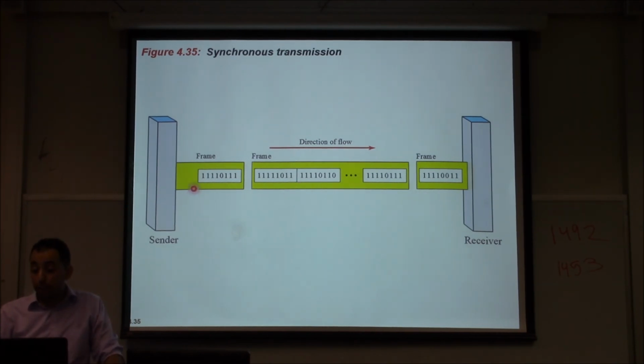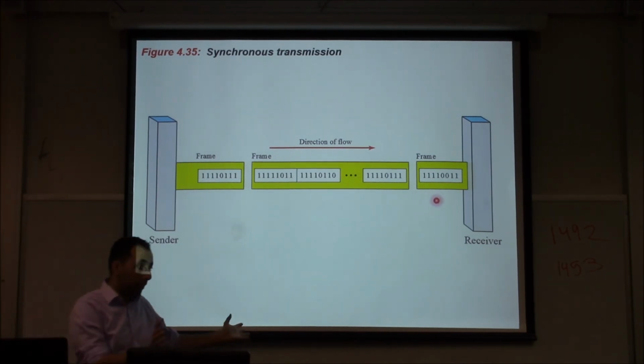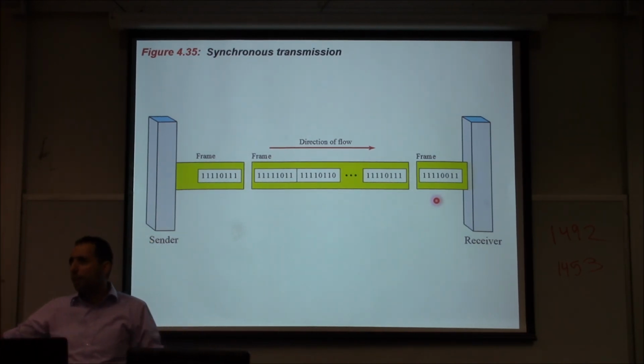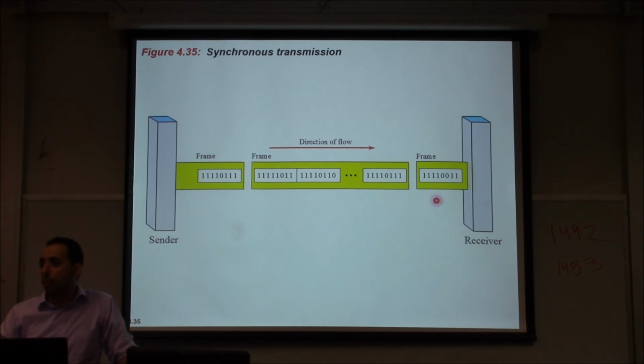And also the data will be sent as a stream. We don't send the data 1 bit at a time. We send them in a frame. The frame has 100 bytes or 1,000 bytes each. So we don't use a guard or extra bits to determine the beginning and the ending of the byte. What we use is the clock.